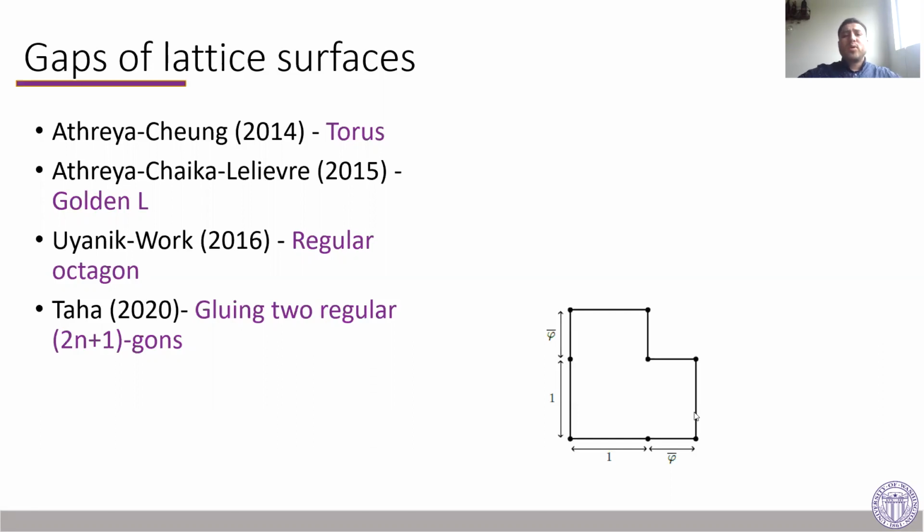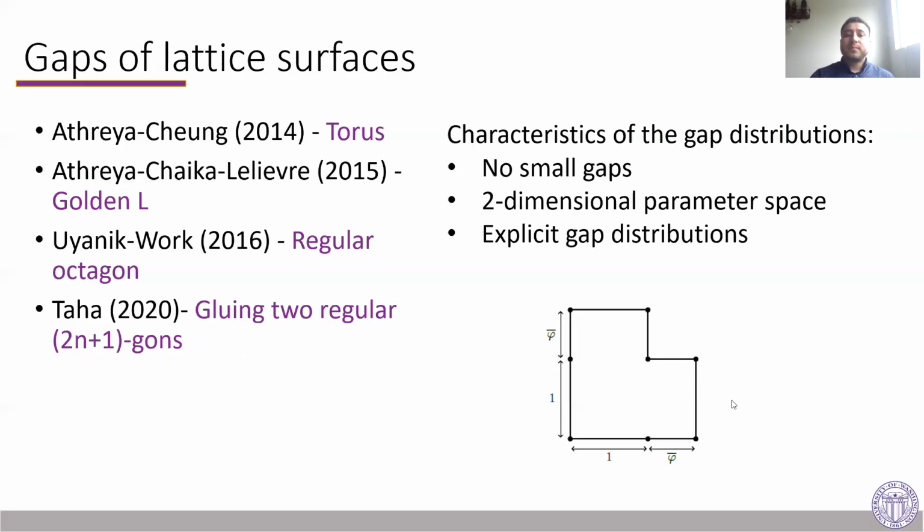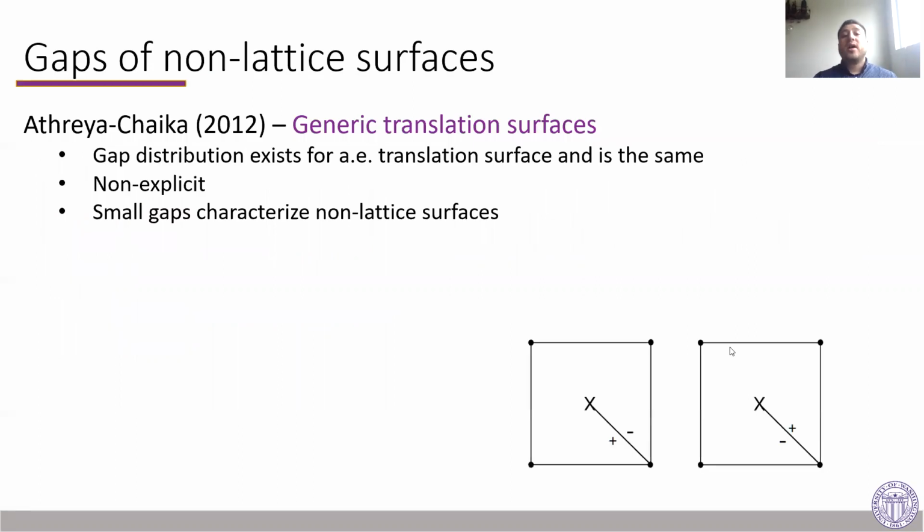Now, what are the defining characteristics of these results? There are no small gaps, and this is consistent with a result that says in the lattice case we better not have small gaps. The parameter space they were working on was two-dimensional, and in all of these situations there are completely explicit gap distributions.